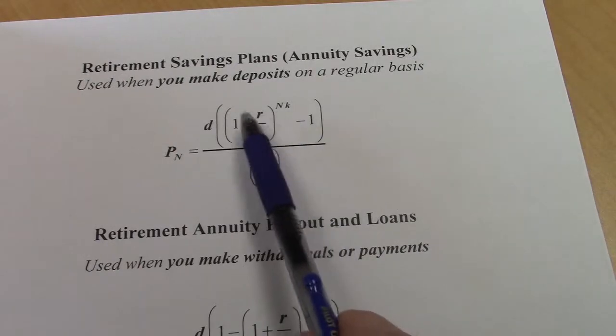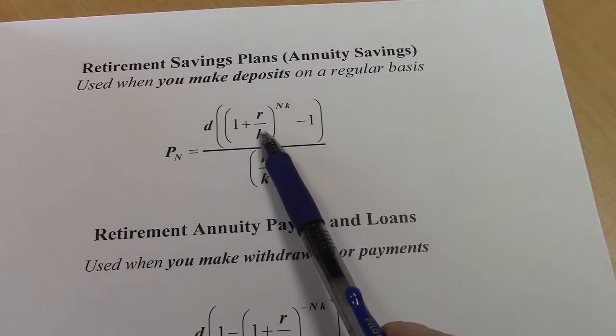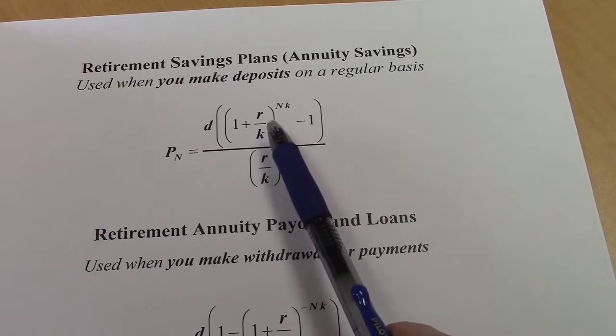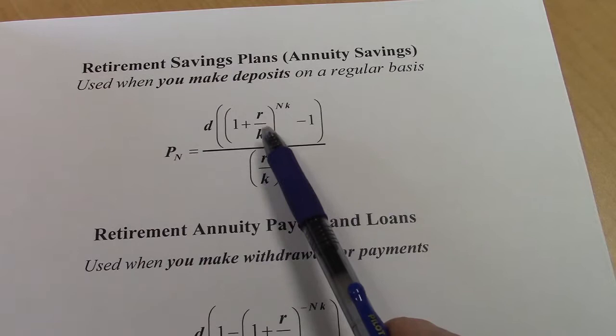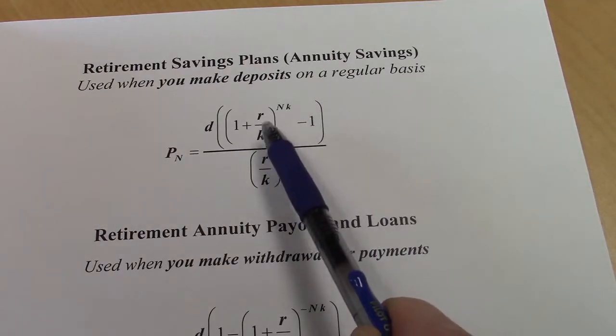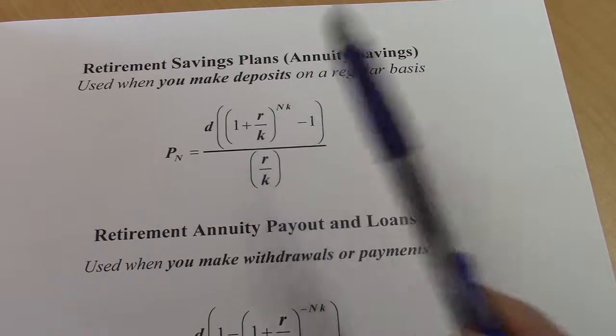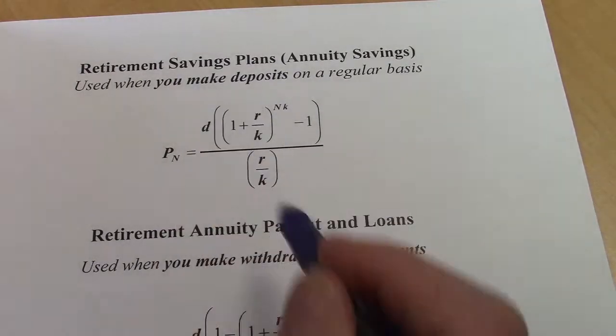And again, similarly, R is the interest rate, K is the number of compoundings, and that K has to agree with the number of times you make an investment. So if you make monthly deposits, then K has to be a 12, and it has to be compounded monthly. If you make annual deposits, then K would be 1 for once a year, and you would be compounding your interest once a year. So the number of deposits per year is what K would have to agree with, and D is the amount of each deposit.